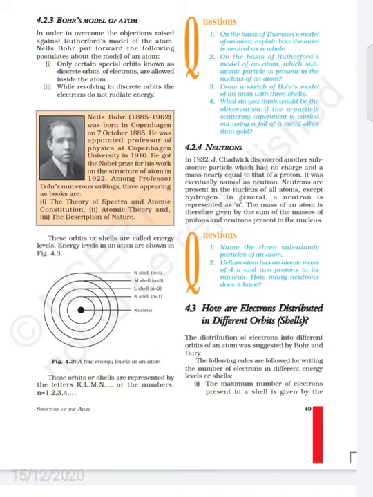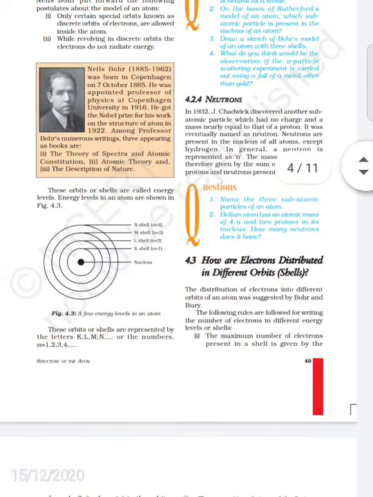And in this model, he has given two other conditions. They were only certain special orbitals, and these orbitals were known as discrete orbitals of electrons, and these orbitals are only allowed inside an atom. And the second point given by Bohr is, while revolving in discrete orbitals, the electron will not radiate energy.